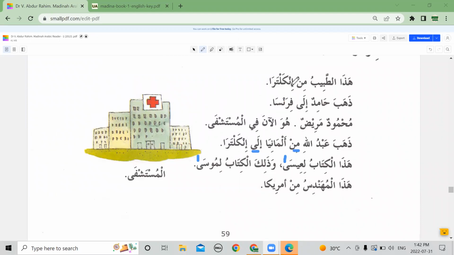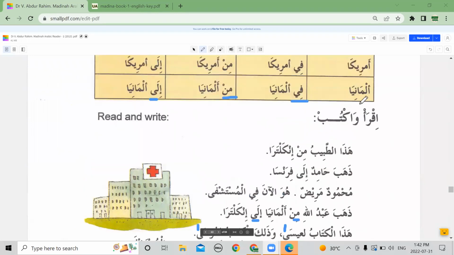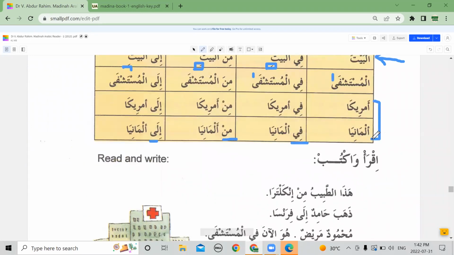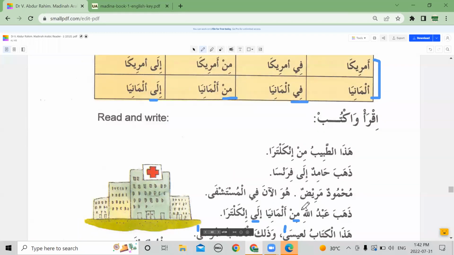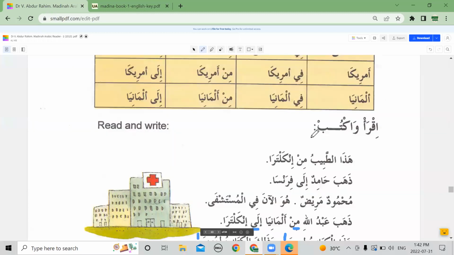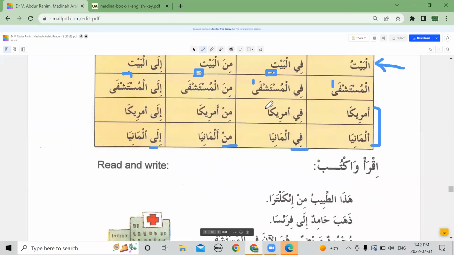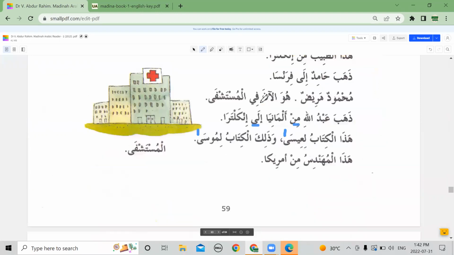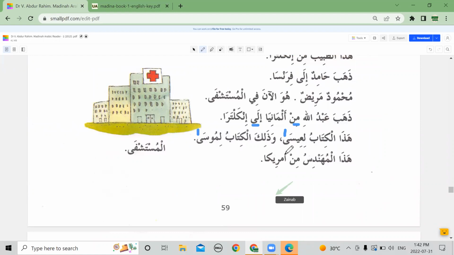So here, that's what we did. Again, all of these mabni words, even after harf jar, they remain the same. Okay. How do we identify the mabni words? They are usually names of places, America, Almania. And the other ones like Mustashfa, it ends with a ya, but it's pronounced Mustashfa, like this, Isa and Musa. These are also names.